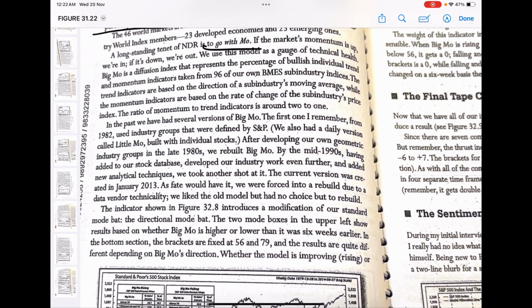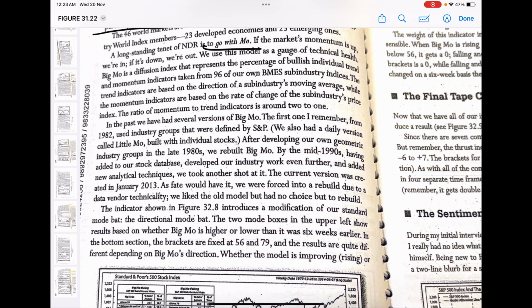In the past, we've had several versions of Big Mo. The first one I remember from 1982 used industry groups that were defined by S&P. We also had a daily version called Little Mo built with individual stocks. After developing our own geometric industry groups in the late 1980s, we rebuilt Big Mo. By the mid 1990s, having added to our stock database, developed our industry work even further and added new analytical techniques, we took another shot at it.